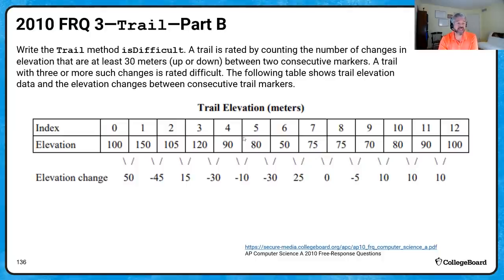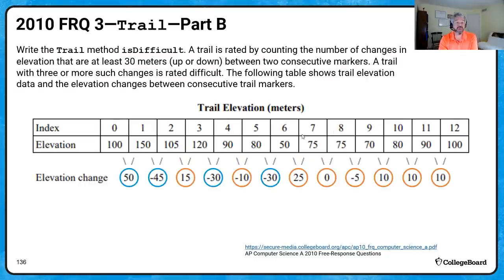So we've got another example. As I look at the data that we were given at the beginning of our problem, and again, this is just one example, we can see the number of changes in elevation that are at least 30 meters, either up or down. When we start at position zero, we start at 100. Well, we increase 150 meters, and then we decrease 45 meters. Both of those exceed our 30 meter limit.